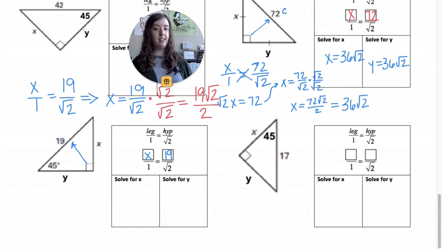Now 19 isn't divisible by 2, right? So we're actually going to leave it just like that. X is going to equal 19 square root 2 over 2.